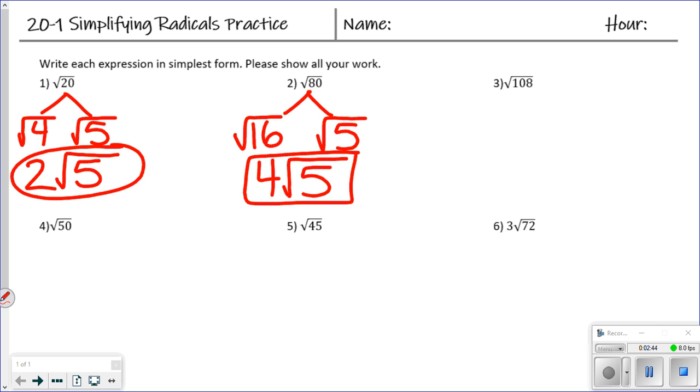Okay, and that's what you're going to continue to do for all of these questions. Break them down using the largest perfect square. So just take your calculator and start guessing and checking. 108 divided by 100, divided by 81. Keep going until you get the number.